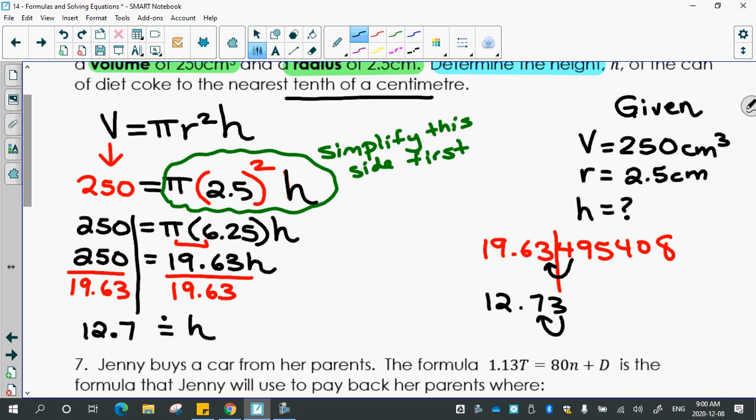And then we just need to answer the question, determine the height of the can of Diet Coke. So therefore, the height of the can is 12.7, and then so for your units, centimeters. If the radius was in centimeters, then the height is going to be in centimeters.